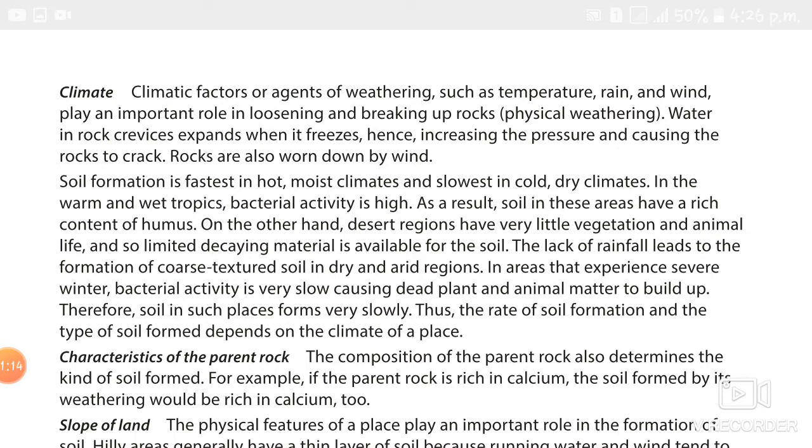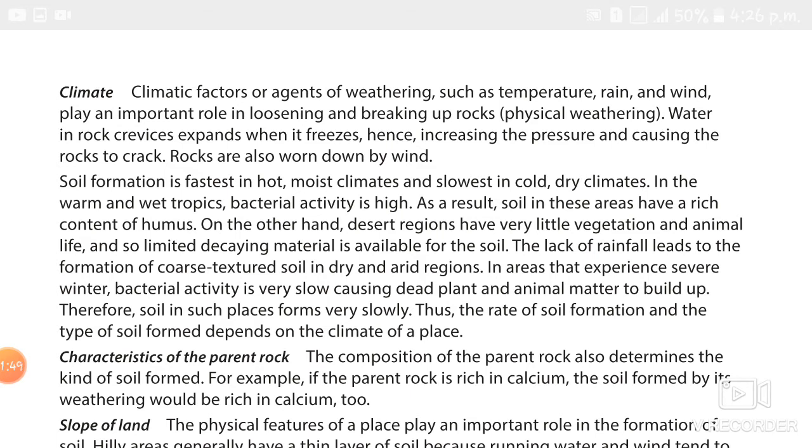Why is it fast in hot and moist climates? Can you guess that? When it is very hot, it will be heavy sunny, right? The same moment, if it is moist, suddenly it will be cool. So the rock will crack in that, and the formation will increase. Understand? And it is slow in cold and dry climates. In cold, dry climates, the formation will be very slow.